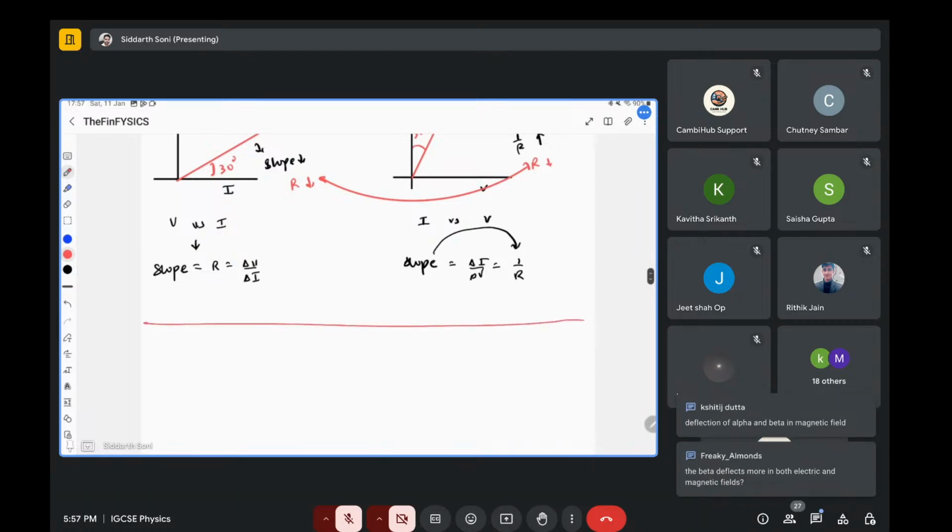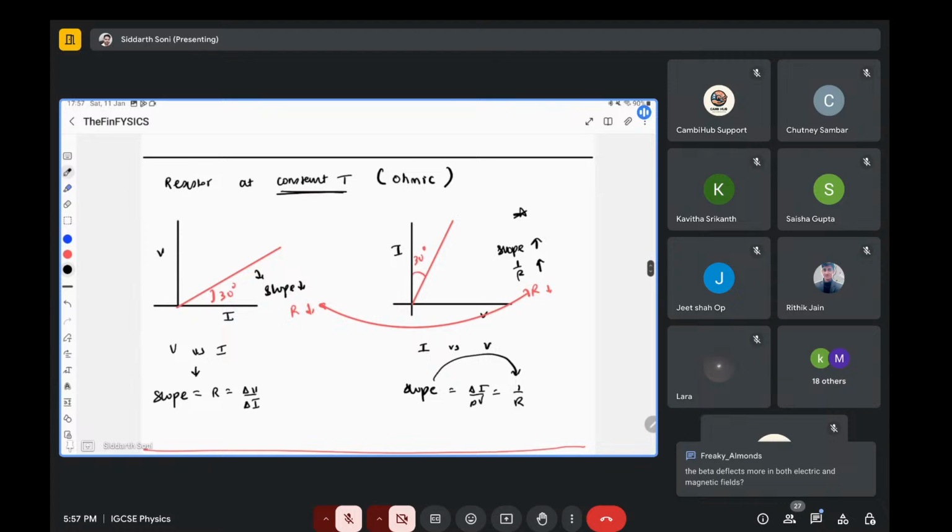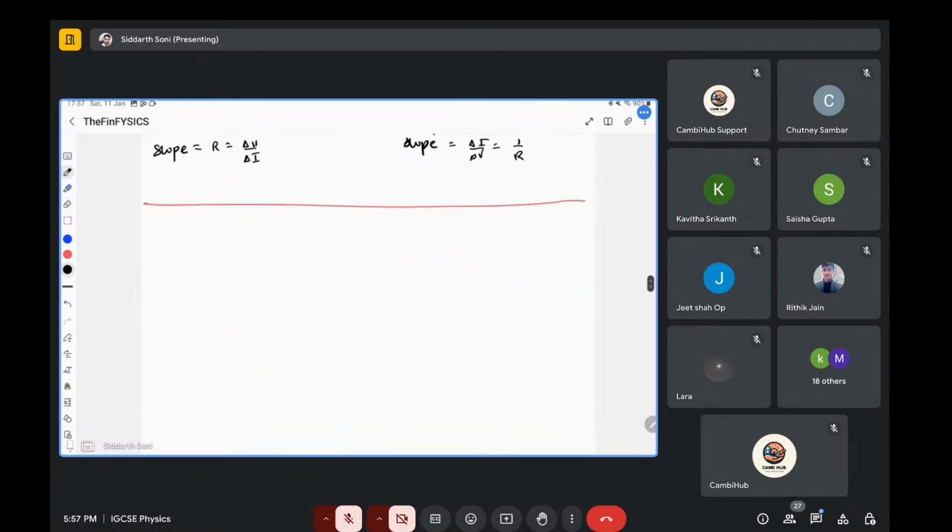Now, for a filament lamp, the only difference is the temperature. We had made sure it's constant, but for a filament lamp, over a period of time, the temperature will increase. And because a filament lamp is made out of tungsten, which is a normal conductor or a metal, it is an ohmic conductor till a certain time, which means as your temperature increases, your resistance starts to increase.